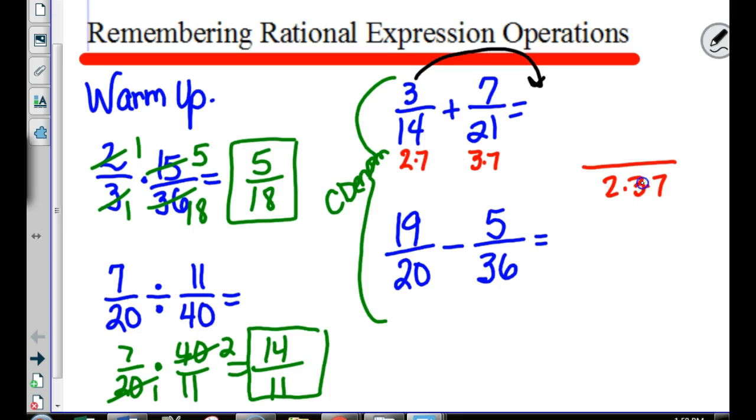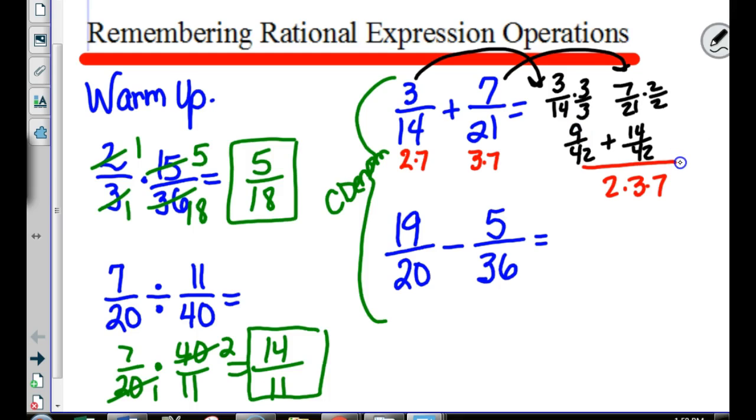If the common denominator has a 2, a 3, and a 7, then this one had a 2 and a 7, so it needs to multiply by 3/3. This one had a 3 and a 7 in the denominator. It needs a 2, a 3, and a 7, so it needs to multiply by 2/2. So we end up with 9/42 plus 14/42. Then you add the numerators and get 23 over the common denominator, which was 42.